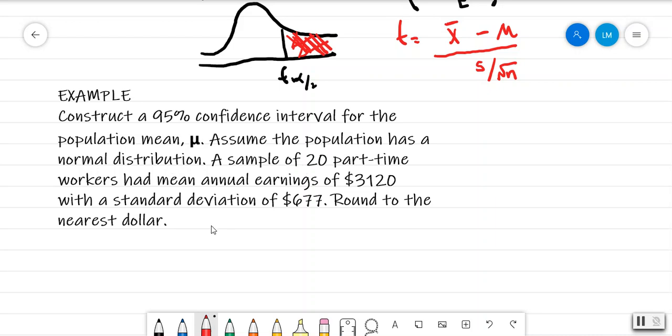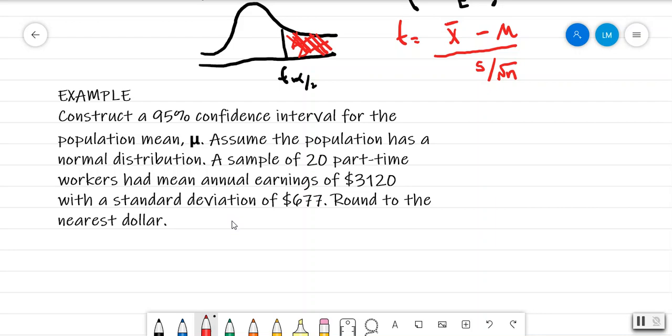We know the sample size for this question, a sample of 20 part-time workers, had mean earnings of $3,120 with a standard deviation of $677, and it says to round to the nearest dollar. So here's what we know.